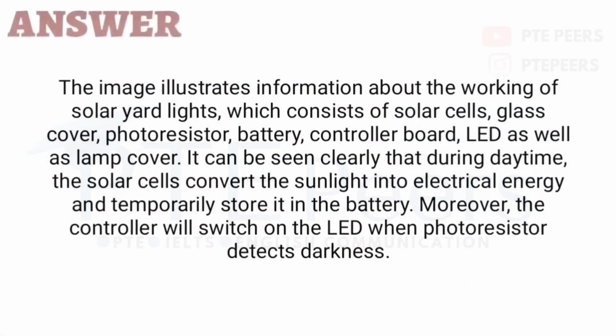The image illustrates information about the working of solar yard lights, which consists of solar cells, glass cover, photoresistor, battery, controller board, LED, as well as lamp cover. It can be seen clearly that during daytime, the solar cells convert the sunlight into electrical energy, and temporarily store it in the battery. Moreover, the controller will switch on the LED when photoresistor detects darkness.